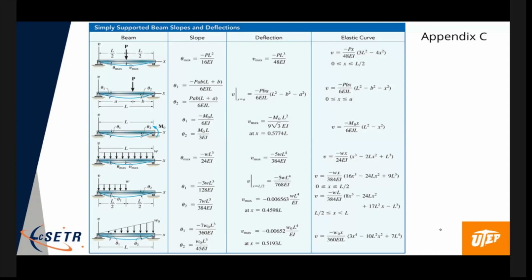All right. So this is Appendix C in your textbook, okay? And I also posted a PDF on Blackboard, which has a couple of additional cases. But here you can see they've taken some pretty standard cases, pinned at two ends with a center load. Here's the same case, but the load doesn't have to be in the center, right? Here's pinned at the ends, but there's a moment applied. Pinned with uniform distributed load only partially over it, right?